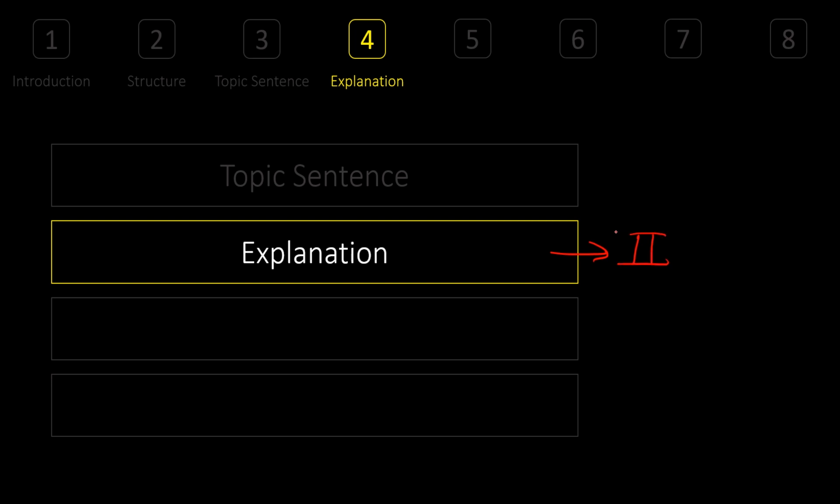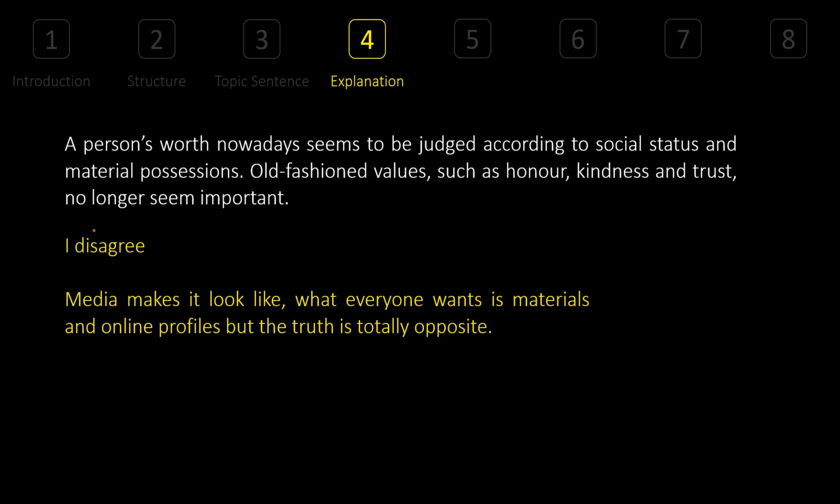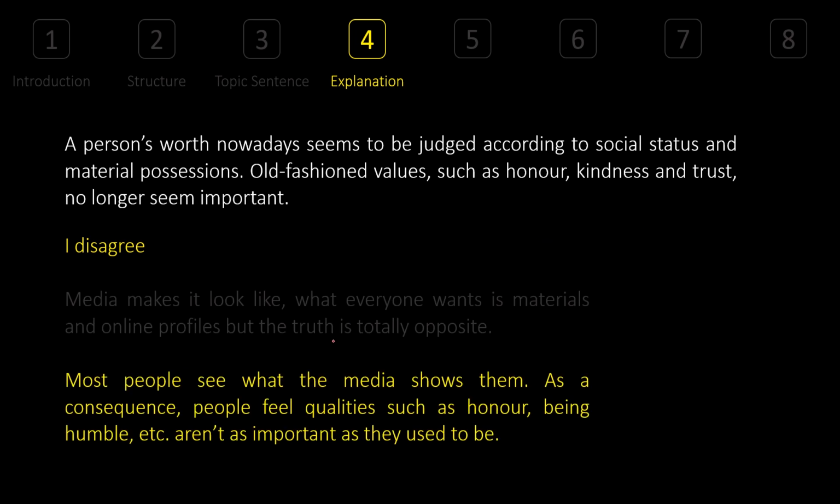What are we explaining, by the way? Do you remember what we wrote in the topic sentence? Why? What are the reasons for us to disagree? First reason is mentioned as topic statement. Now we're going to explain the same thing in our sentence, right? The same point which we have mentioned earlier. So same question we have mentioned, and this is our first statement. For your reference, this is our first statement, which is our topic statement. Now, if you want to expand it, the next statement, which is explanation, which we are explaining here, most people see what the media shows them.